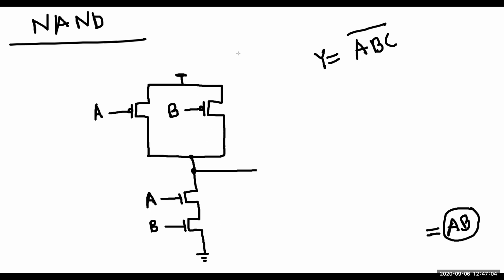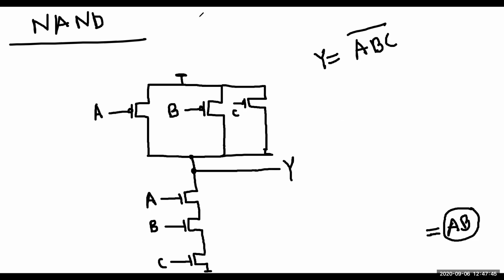We will make P1 and N1? Yes, you have to add two extra, exactly. So you have to add one more PMOS here and another NMOS. This will be your C, and you have to add one more NMOS, and I cannot complete the ground, but you understand, right? There will be ground. This is C, so this will be your Y. So Y is equal to A, B, C bar.